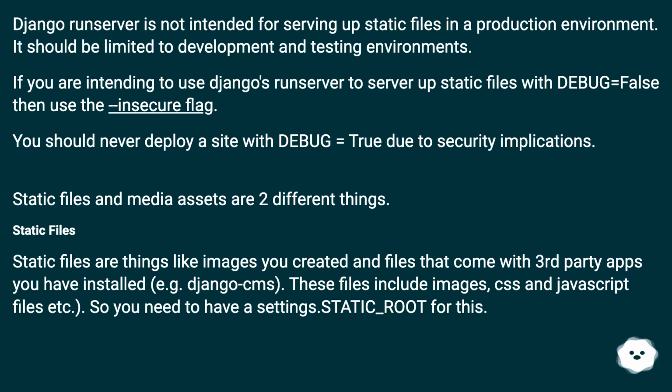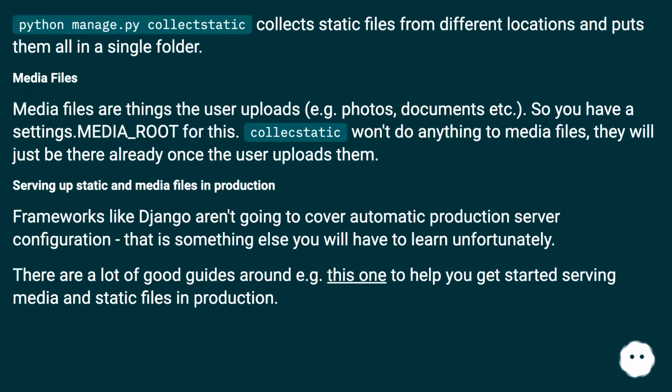Static files and media assets are two different things. Static files are things like images you created and files that come with third-party apps you have installed, e.g. Django CMS. These files include images, CSS, and JavaScript files, etc. So you need to have a settings.STATIC_ROOT for this. python manage.py collectstatic collects static files from different locations and puts them all in a single folder.